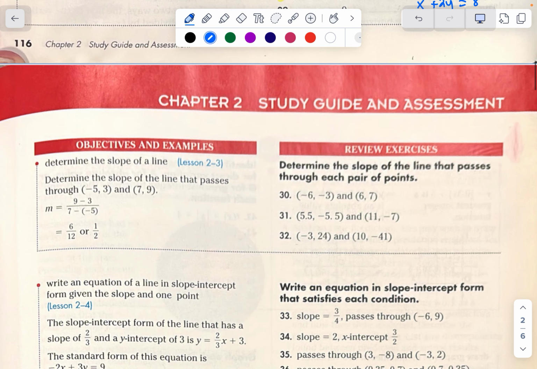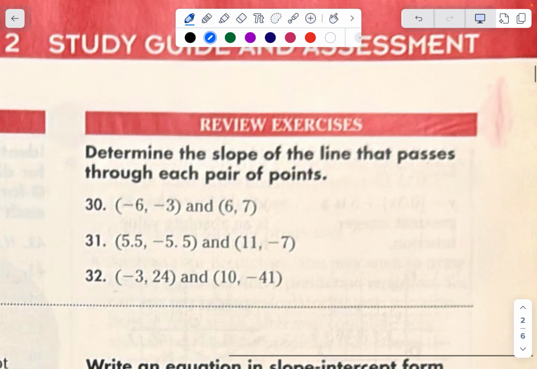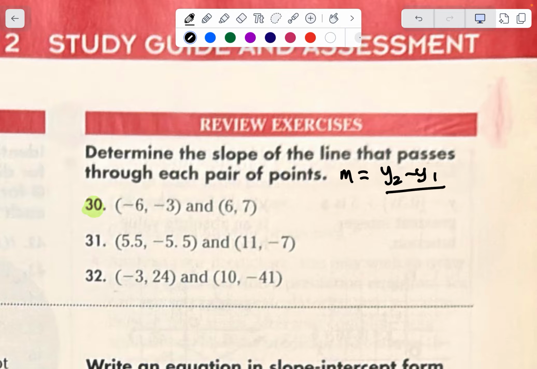2-3 is just this little one. It says determine the slope. I'm just going to do one of them. We'll just do the top one here. The slope equation you need is y2 minus y1 over x2 minus x1. So you will need to know that formula on the test on Friday.